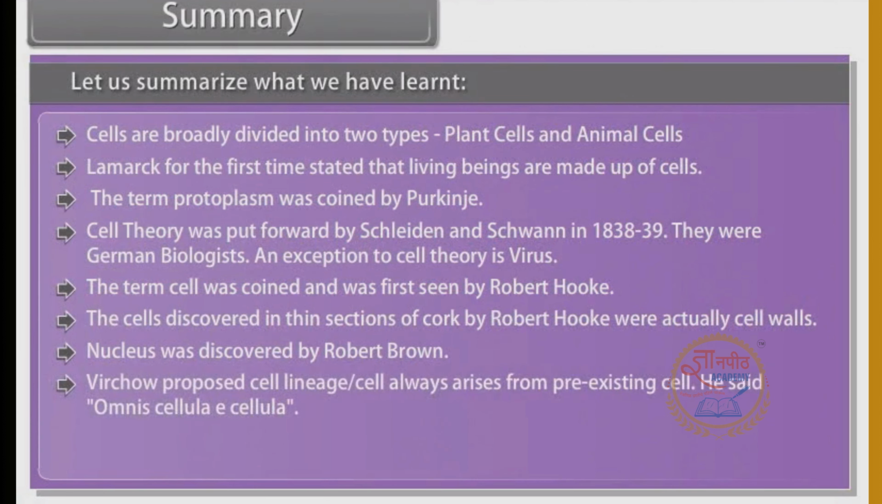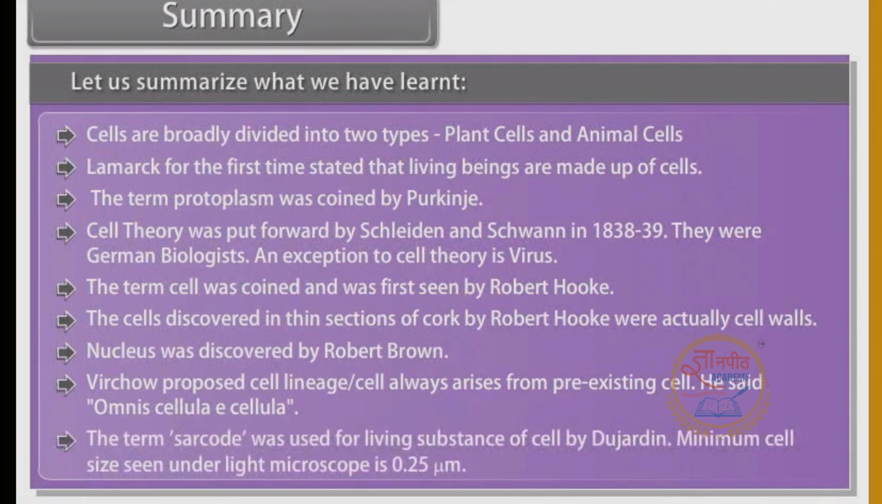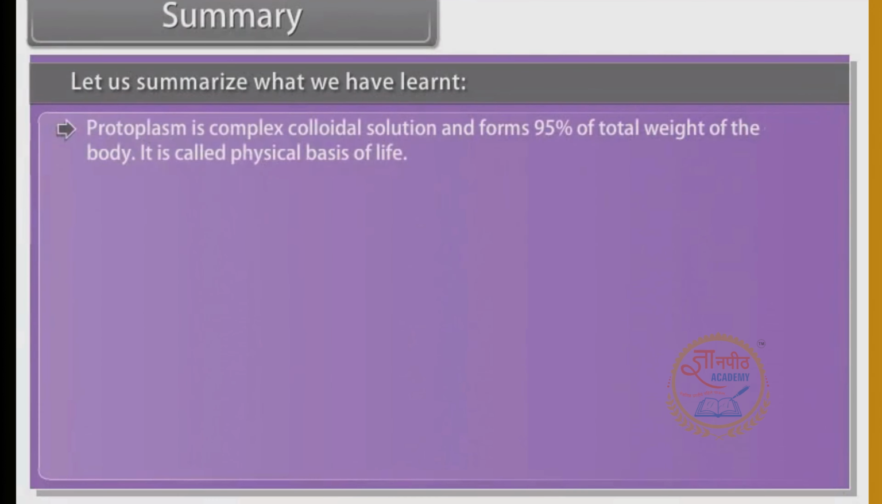Virchow proposed cell lineage. Cell always arises from pre-existing cell. He said, "Omnis cellula e cellula." The term sarcode was used for living substance of cell by Jordan. Minimum cell size seen under light microscope is 0.25 micrometer. Protoplasm is complex colloidal solution and forms 95% of total weight of the body. It is called physical basis of life.